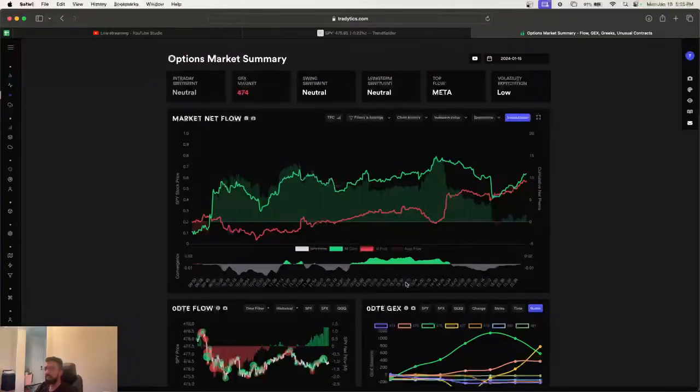When the green bars and the convergence bar are green, that means the market is trying to go back up, or there is some heavy call buying that is happening. That's essentially what this tool tells you.